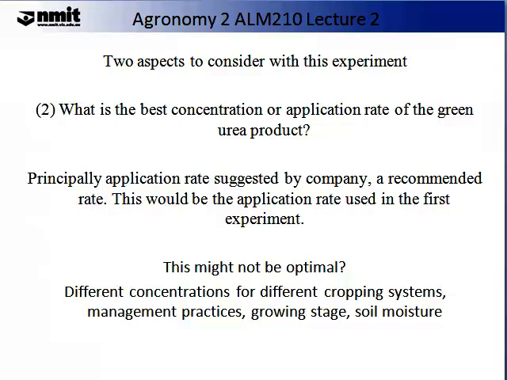However, is this application rate or recommended rate optimal for our crop, our cropping system, climate, soil and environment? Different concentrations of different cropping chemicals can change optimal responses. You need to be aware of the management practices you are using, the growing stage at which you apply the chemical, and the soil moisture. There are other factors not considered here, which we will talk about later.